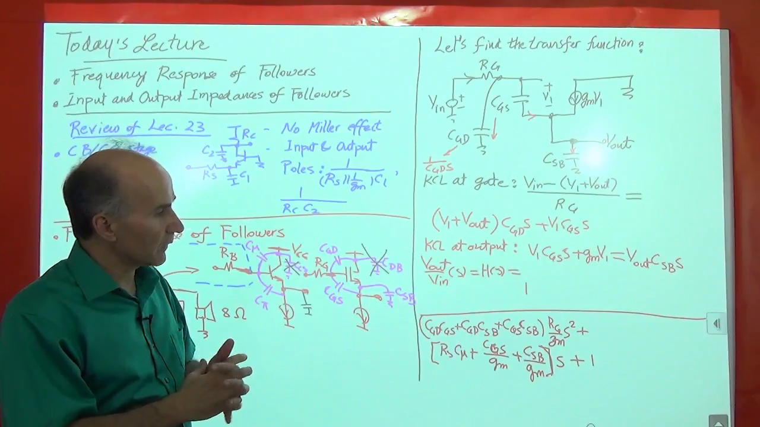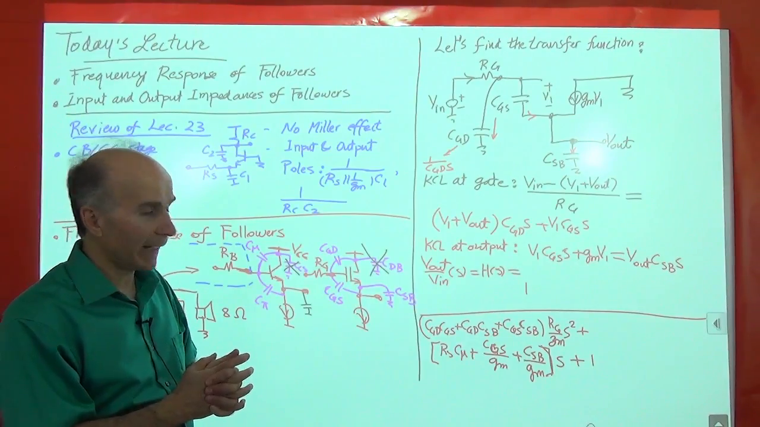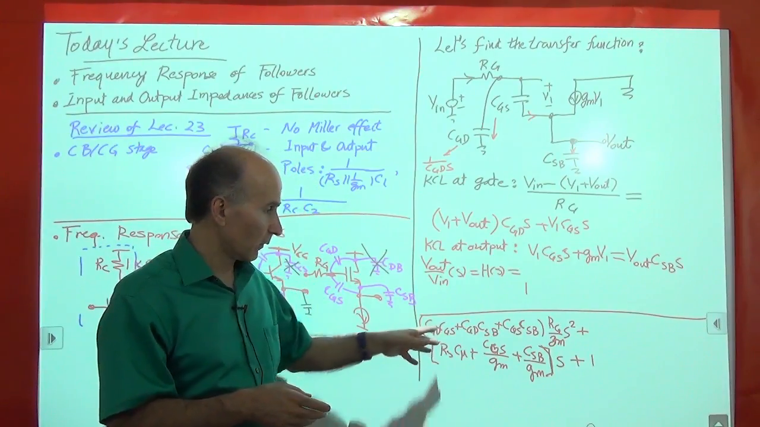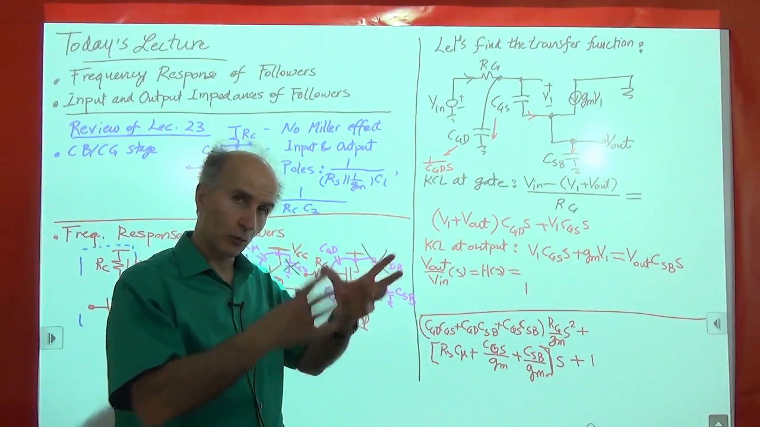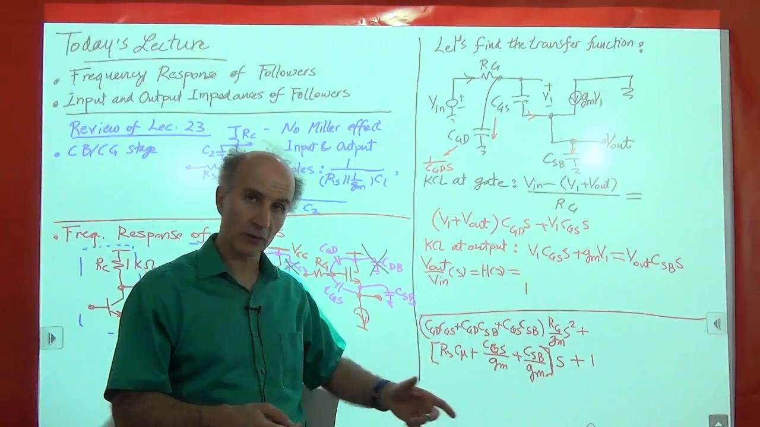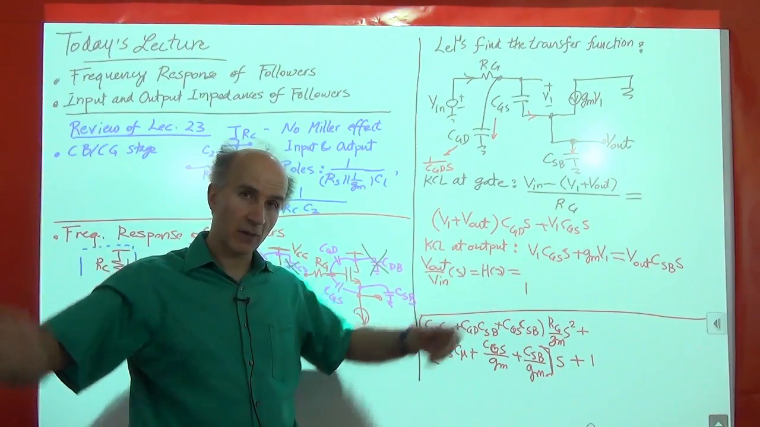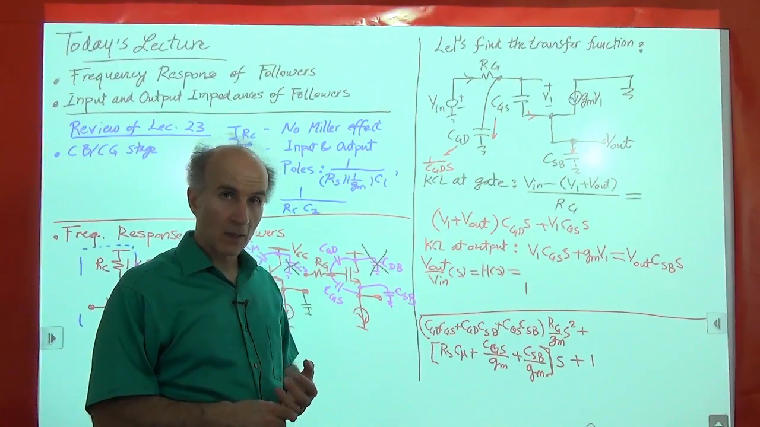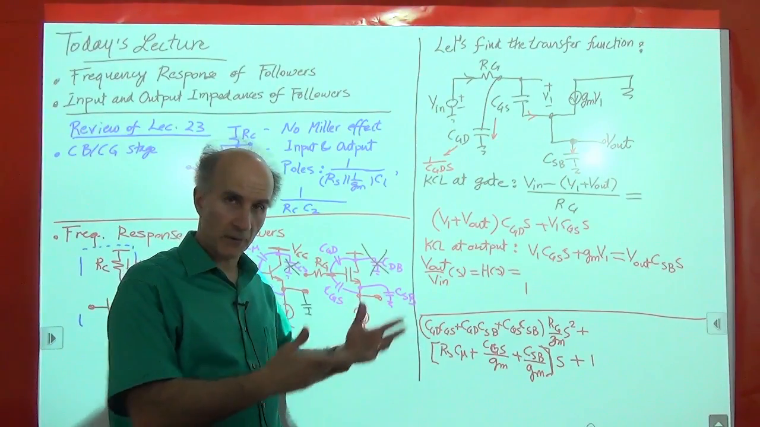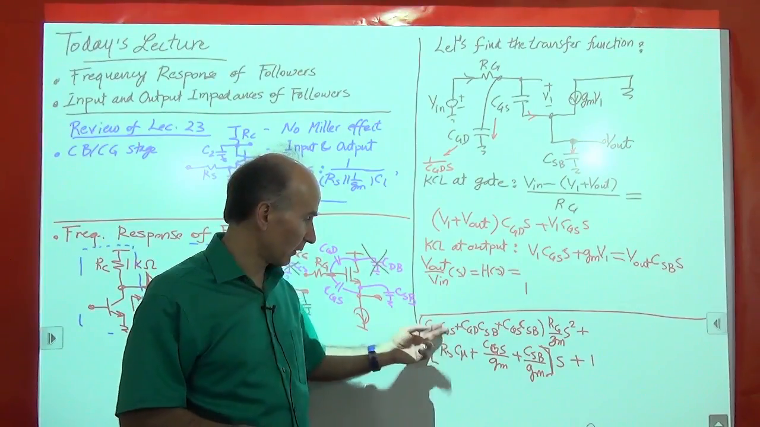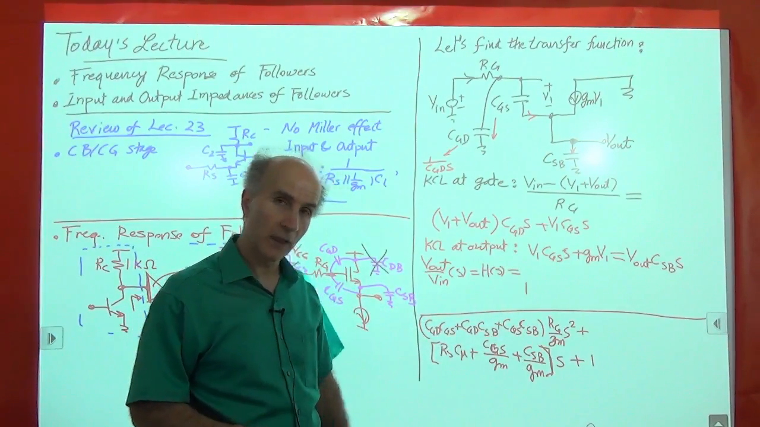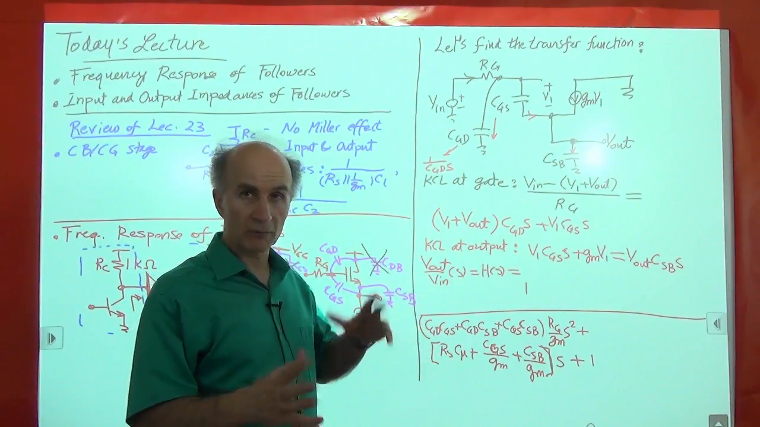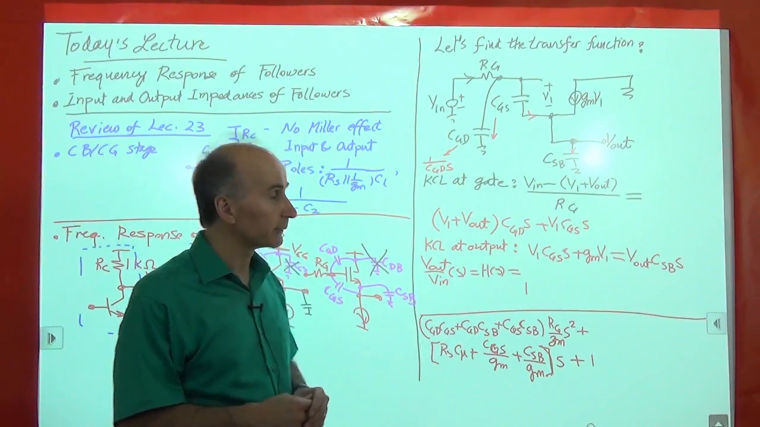Okay, well, so the problem is that we can't really use the dominant pole approximation for followers. In other words, the two poles that we have in this denominator are not really that far from each other. So in the general case, we can't do that. So we just have to plug in the numbers and find the poles, right? If we have all of these values, we can find the poles directly from this quadratic, all right? So that's the sort of disappointing result that comes out of this.